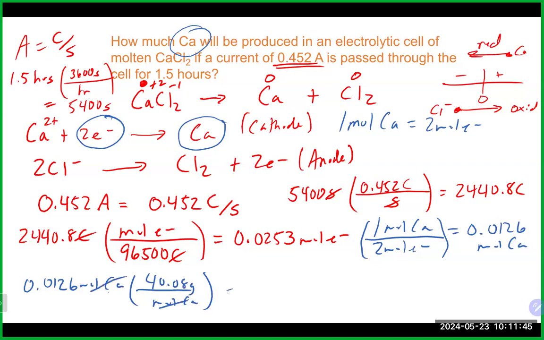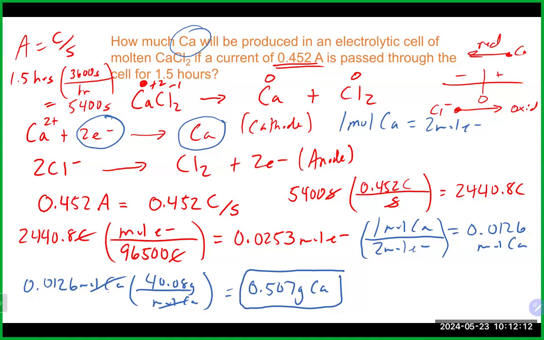Moles of calcium will cancel, and that's going to hit us with about 0.507 grams of calcium. So basically, if I ran this cell at that amperage for 1.5 hours, I should have about half a gram of calcium come out. Any questions on that calculation?